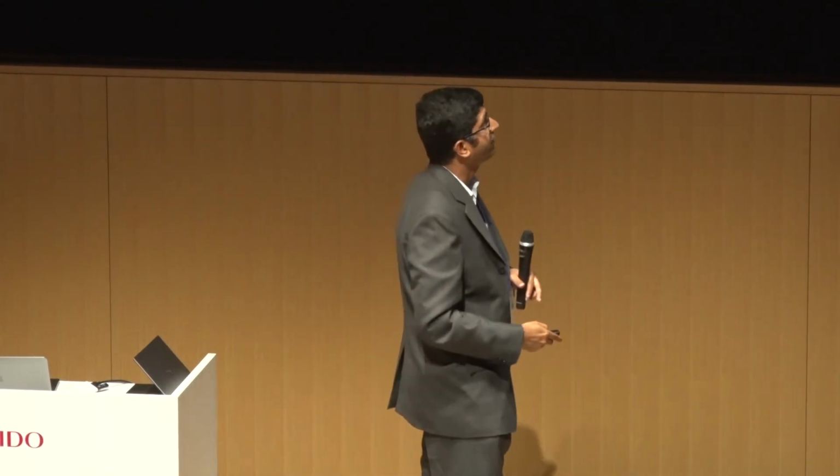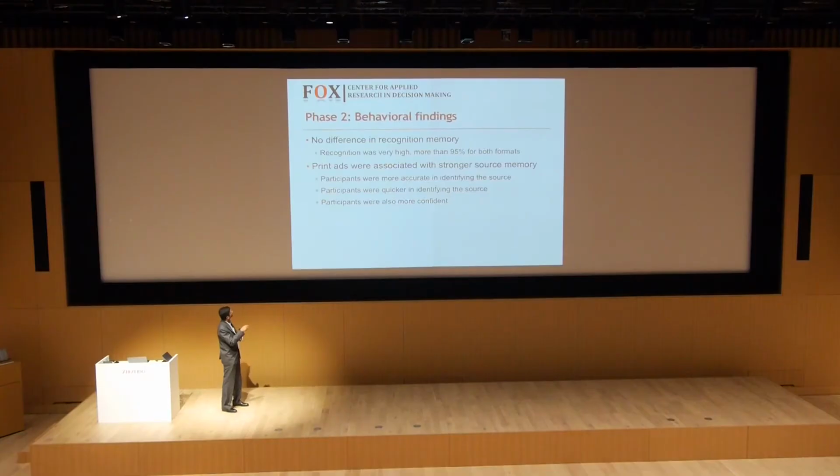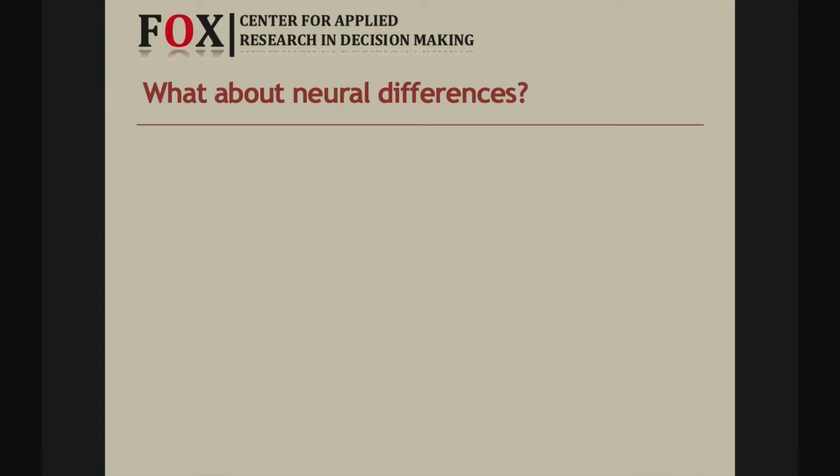But when we drilled down more into the actual confidence ratings and so on, what we did find is that participants were more accurate in identifying the source for print, which means they were more confident when they saw something in print, but not so confident when they saw something in digital. And they were also faster. They were much quicker at saying, yeah, I remember that I saw it in print. Whereas for digital, there was more confusion, or the retrieval was not as clear, right? Which brings us back to neural differences.